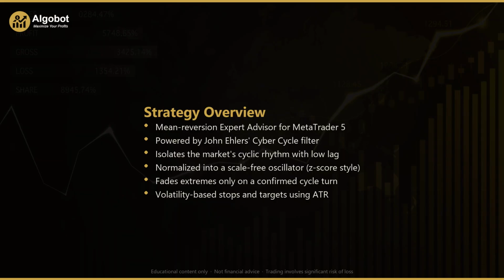In plain language, it's designed to strip away two things that make price hard to read: the slow underlying trend and the random noise that jitters from bar to bar. What's left is the cyclical component, the rhythmic swing that many liquid markets tend to show when they're rotating within a range. Because this filter reacts quickly, it aims to highlight turning points with very little lag.